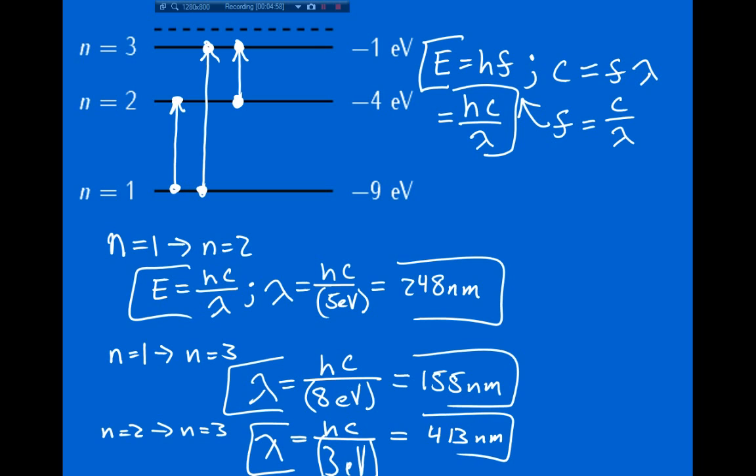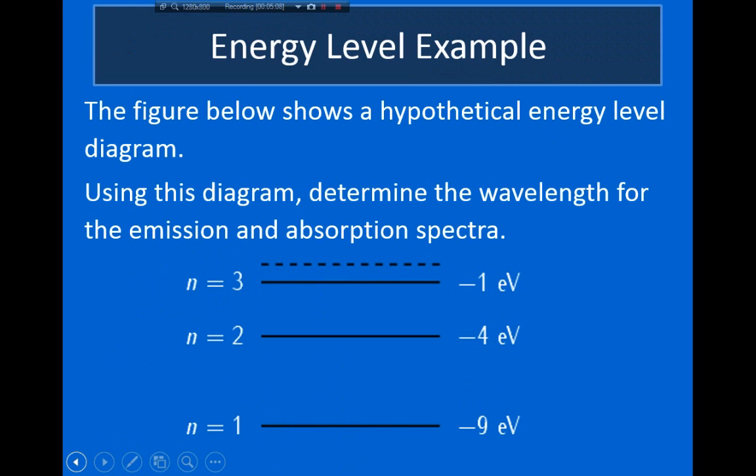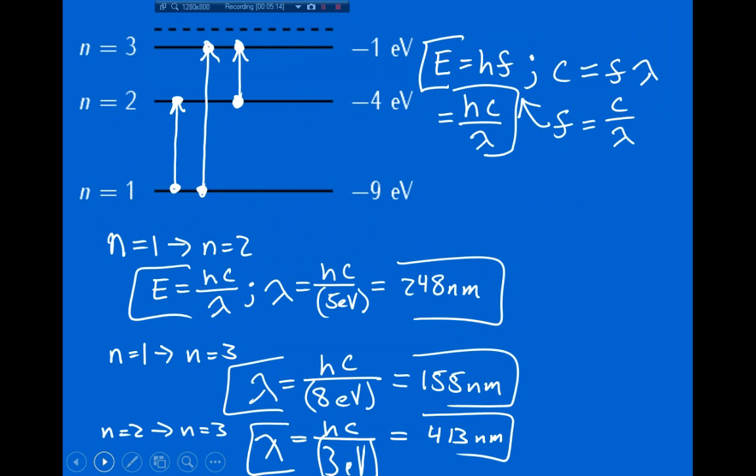So these are the 3 different wavelengths that the electrons inside this atom are allowed to absorb. So this gives us our absorption spectrum. Now the question also asked us to calculate the wavelengths for the emission spectra. So remember, the basic idea is that the atom will emit a photon when an electron moves from a higher energy state to a lower energy state.